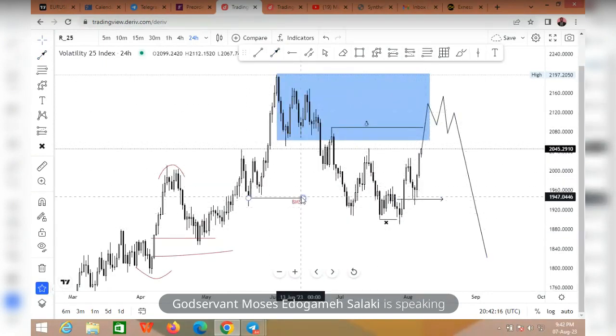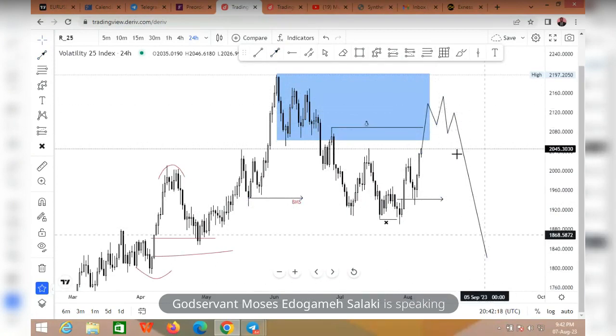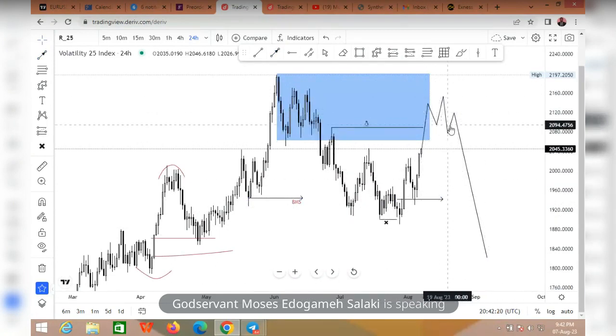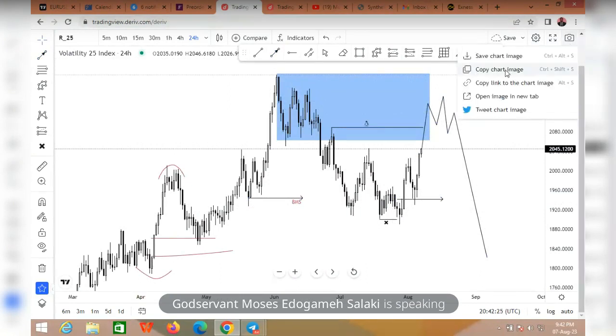Price has given a break of structure. Want to see price come back here, giving us maybe a 1 hour break of structure, then we can just go down. So I'll send this out to you right now.